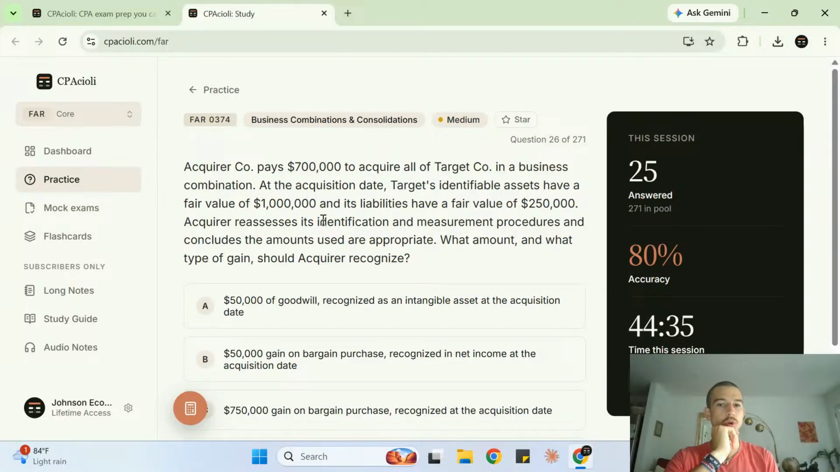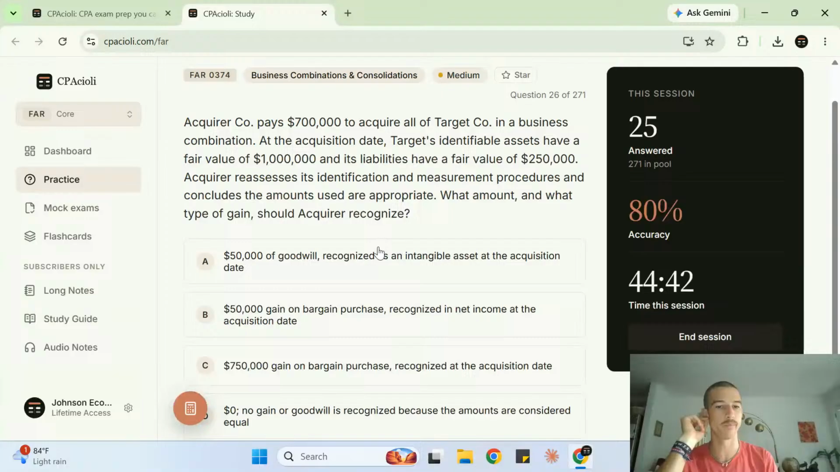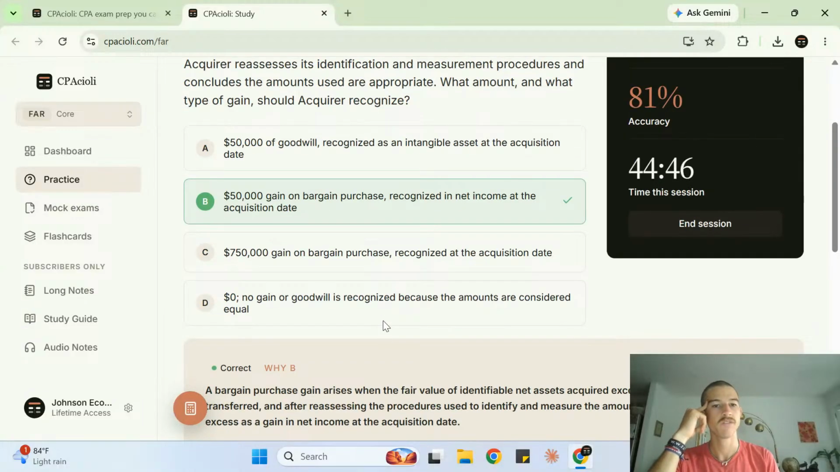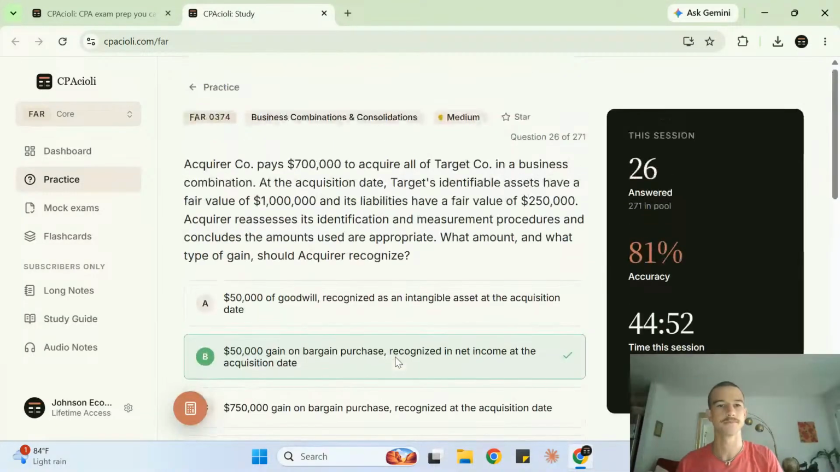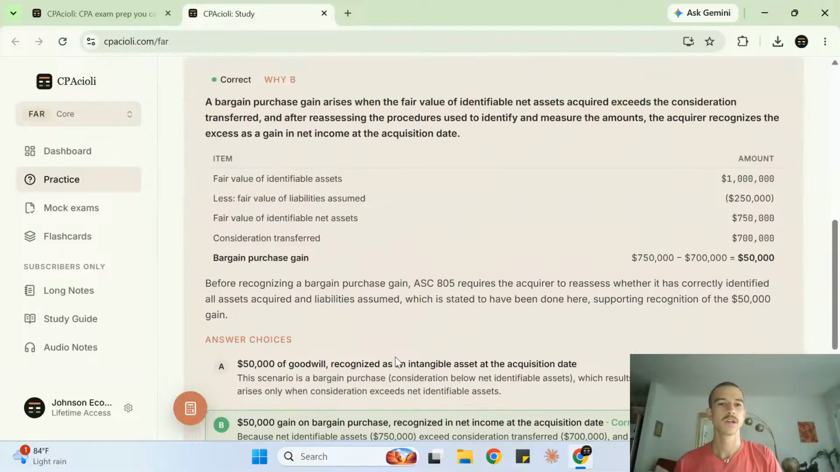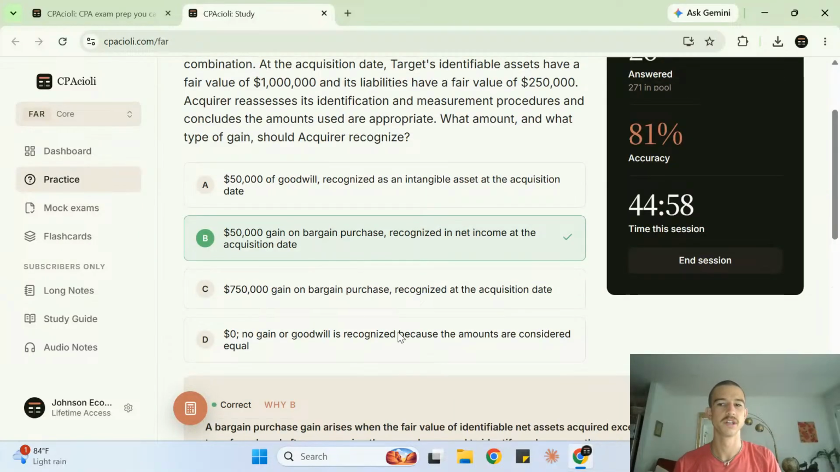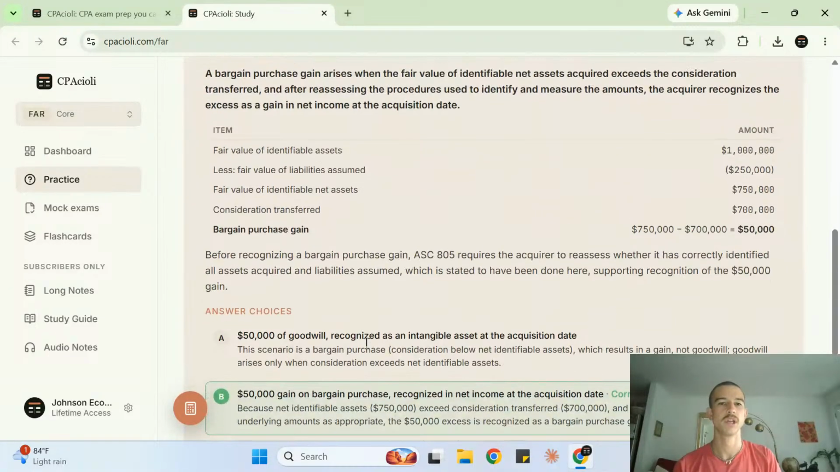So it's not goodwill because they paid that and received 750. It's the opposite of bargain purchase gain. So it should be this. $50,000 gain on bargain purchase recognizing net income at the acquisition date. Because that's a gain, whereas goodwill, it's not a loss, but it's not a good thing. A bargain purchase gain is a better deal.